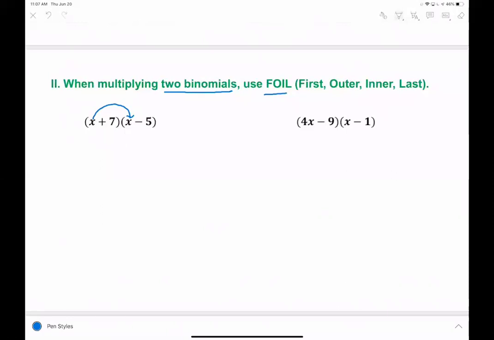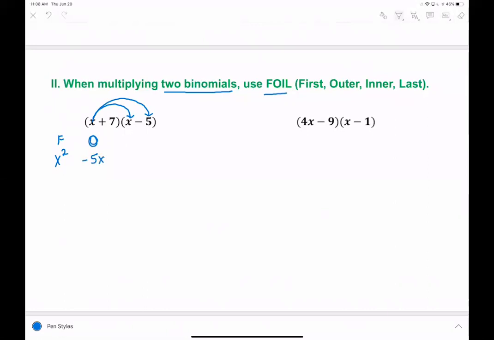Now, x and x are the first terms in the binomials, so I'm just going to label this F. Your first times first is x squared. When you're distributing, you would do the x and the -5. These two terms are called the outer terms because they're on the outside. So the outer terms would give a -5x.